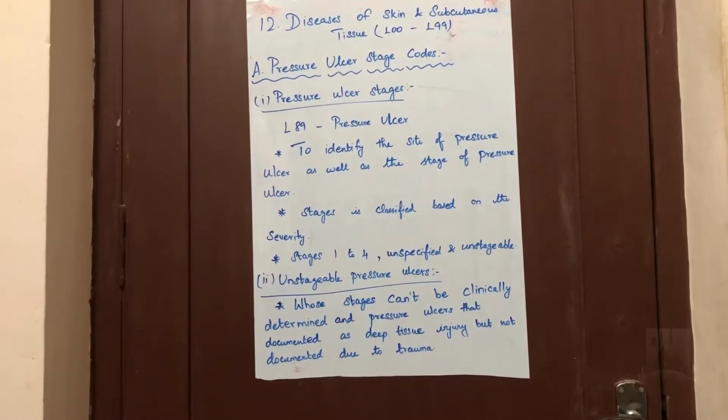Another one is a pressure ulcer that is documented as deep tissue injury but not documented as due to trauma. Instead of documenting it as pressure ulcer, the provider has documented it as deep tissue injury. That also comes under the unstageable pressure ulcer. So unstageable pressure ulcer means the stage cannot be clinically determined, and a pressure ulcer documented as deep tissue injury also comes under the unstageable pressure ulcers.